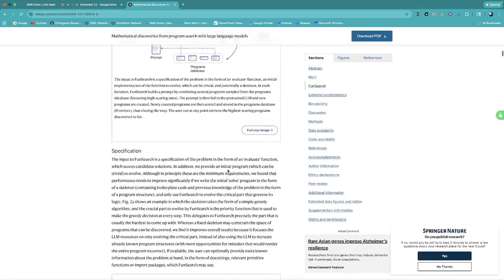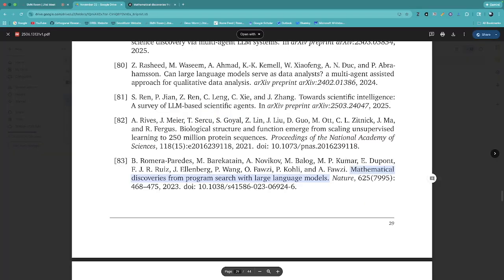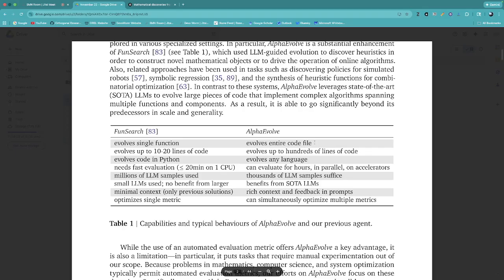So this is the paper here. And this just describes the FunSearch agent and how they did this. So back to this paper here. They actually compare FunSearch and AlphaEvolve in table 1. FunSearch is their previous agent, AlphaEvolve is their new agent. So FunSearch does something and then AlphaEvolve, I guess, improves upon it in some way.